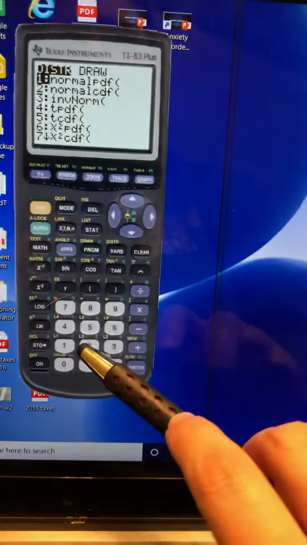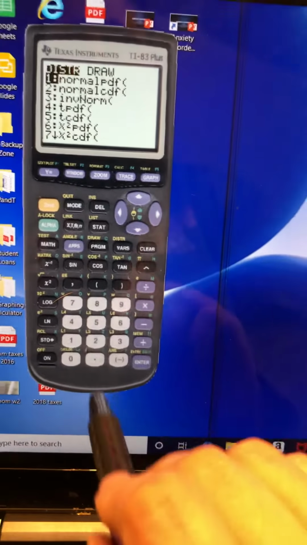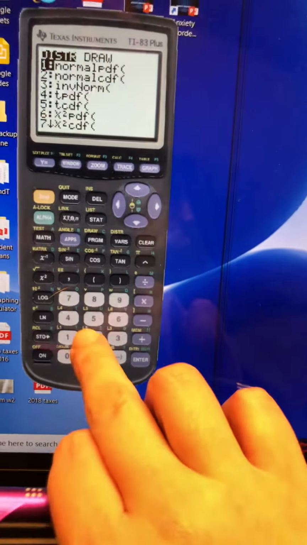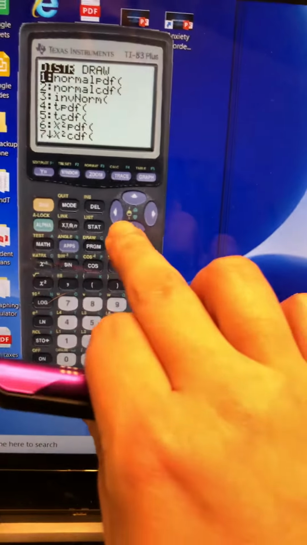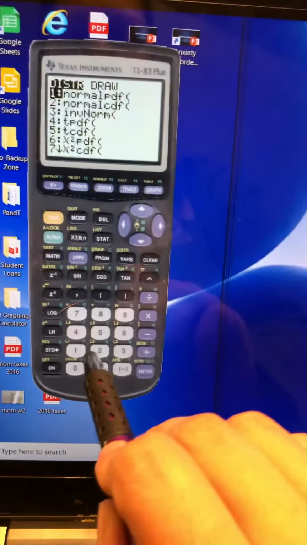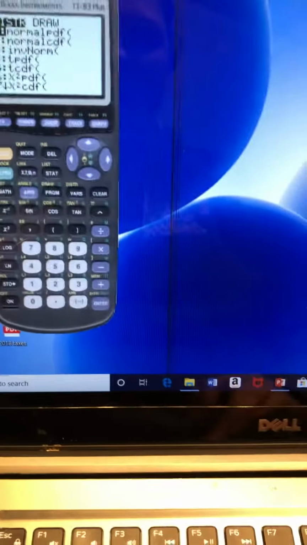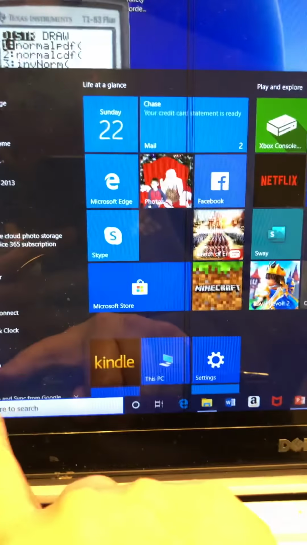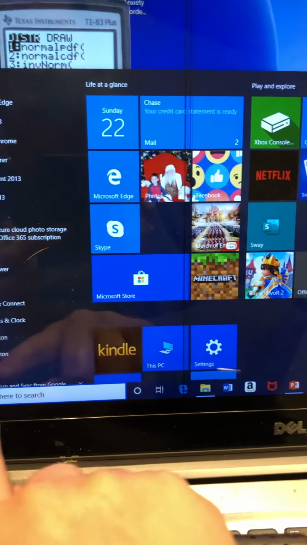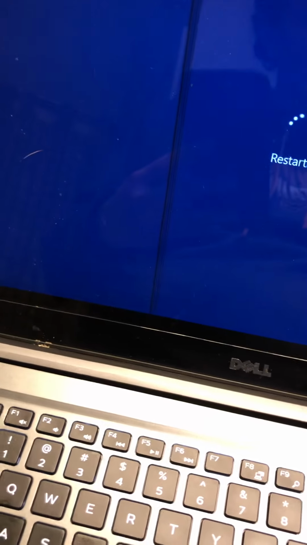I don't understand why this touch screen's not working either. Come on, work please. I want number 2. The mouse works for a second and then it quits working. Let me just restart it real quick. Sorry. Let's see if there's something else we can do.